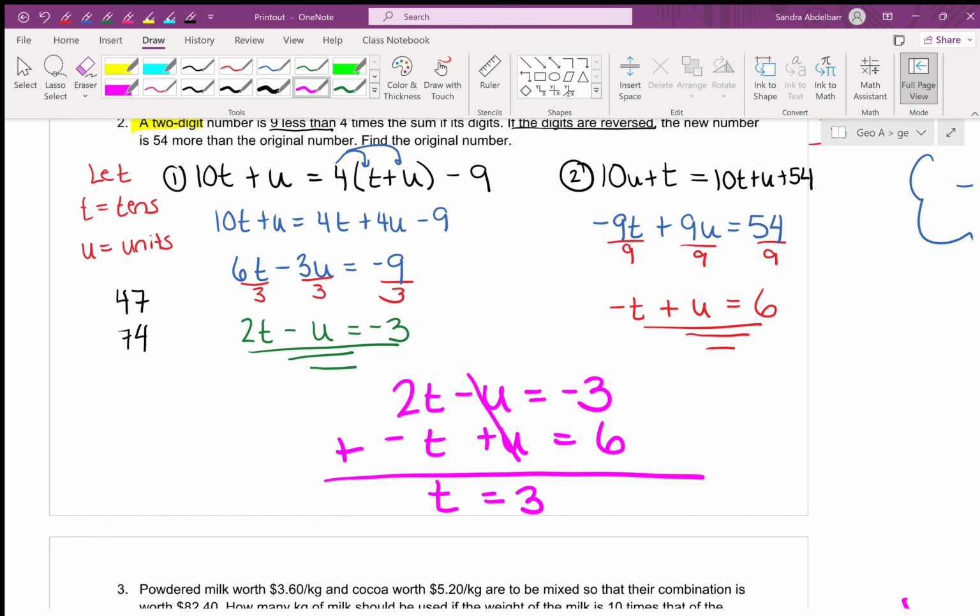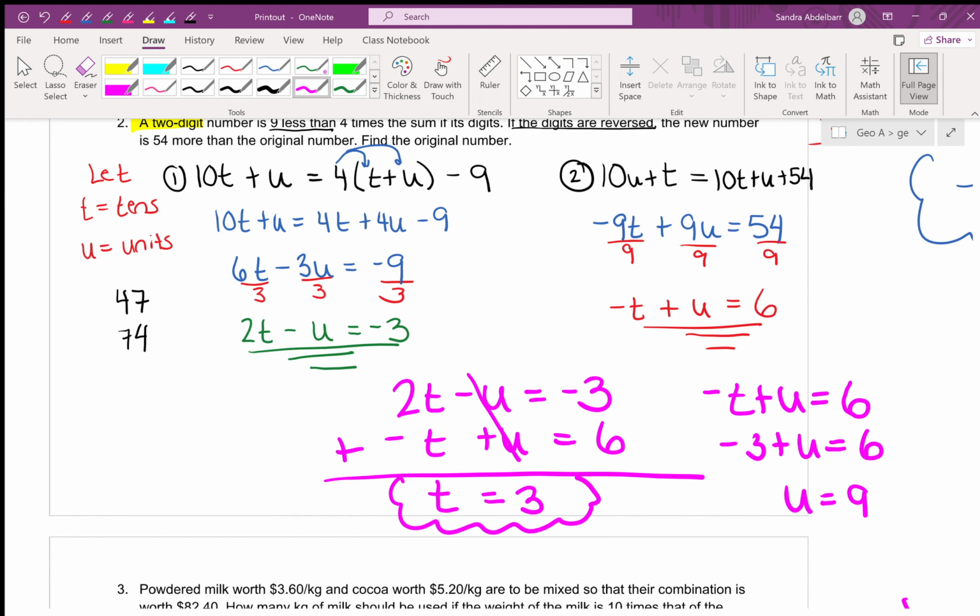And now what are we going to do? Plug in for the u. So now I'm going to have negative t plus u equals 6. So negative 3 plus u equals 6. u is equal to 9. So it says, find the original number. What is the original number? 39. You got it, 39.